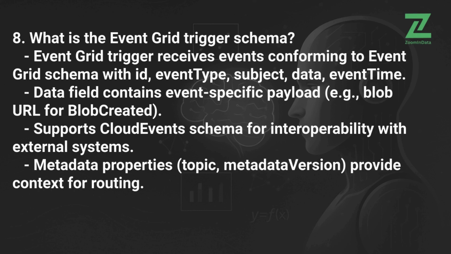8. What is the Event Grid trigger schema? The Event Grid trigger receives events conforming to the Event Grid schema with id, event type, subject, data, event time. The data field contains the event-specific payload, e.g., blob URL for blob created. Supports Cloud Events schema for interoperability with external systems. Metadata properties, topic, metadata version, provide context for routing.